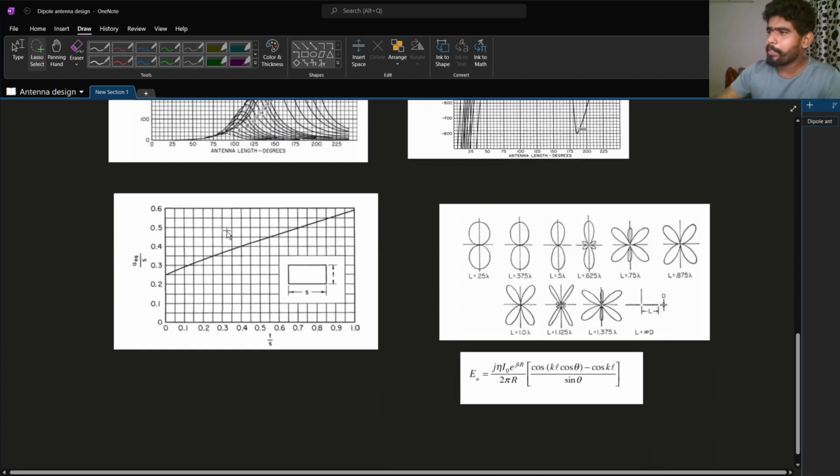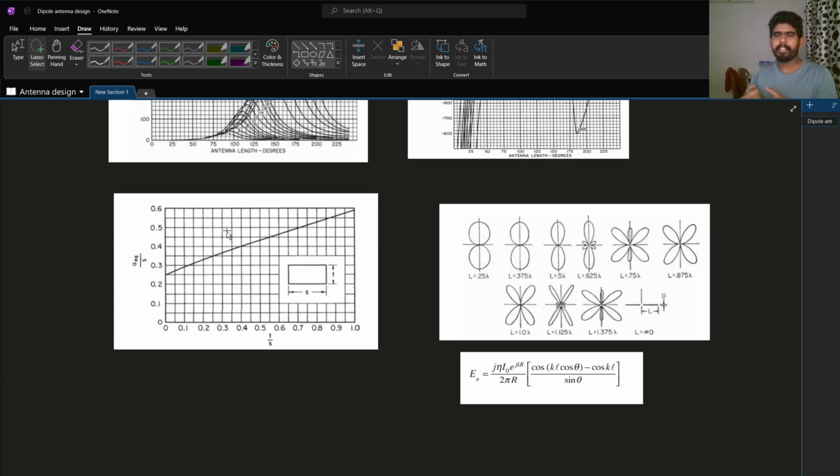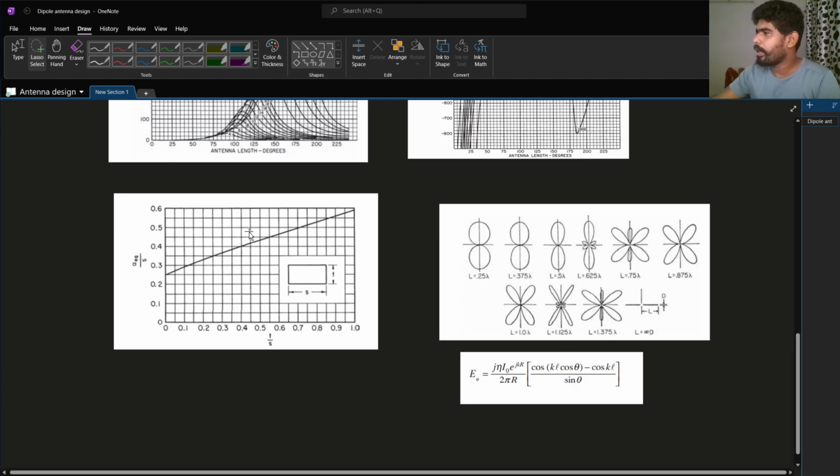The second case: based on this length, the radiation pattern is also changing. Radiation pattern means this antenna is radiating power in a 3D shape. On all the axes it's radiating into all the space, but it's not radiating equally. It changes, so they put the radiation pattern.